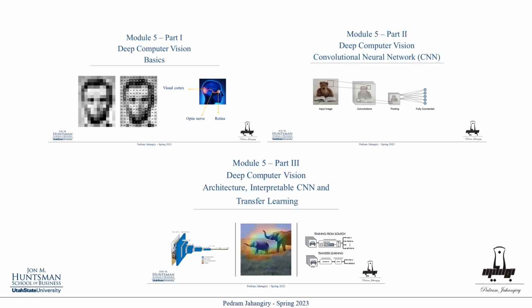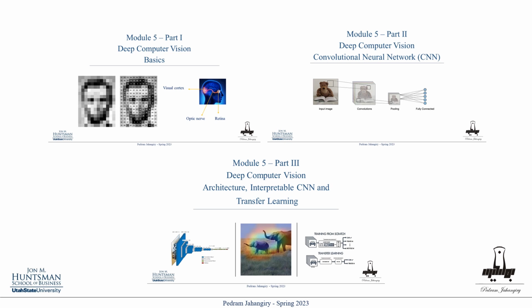Okay, here's a quick recap of what we covered in the past three theory lectures. In part one, we started with comparing human vision versus computer vision, and we covered some of the basic definitions when it comes to deep computer vision. In part two, we specifically dived into CNN architecture, and we talked about different layers: input, conv layer, max pooling, and fully connected layers, and things like that.